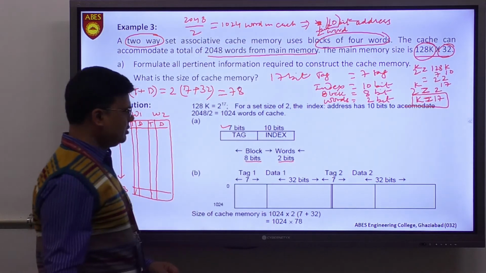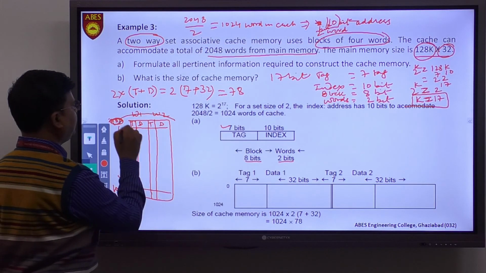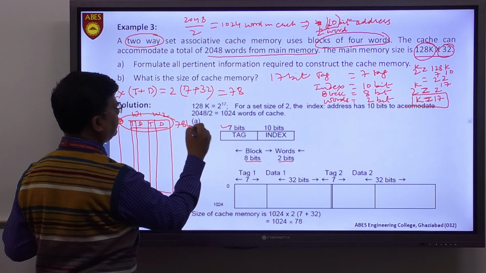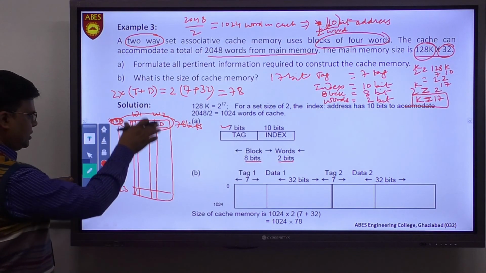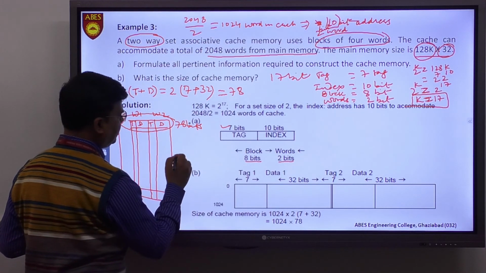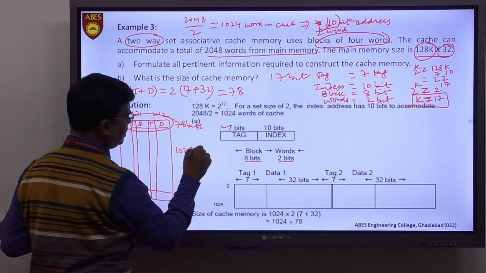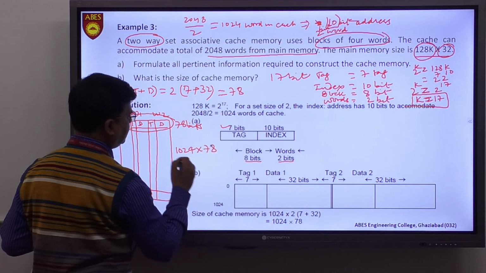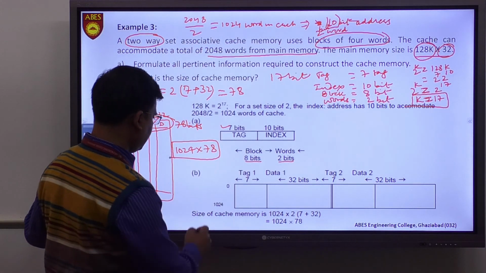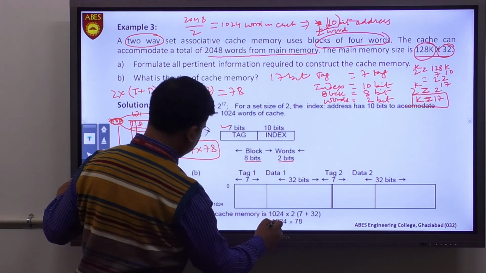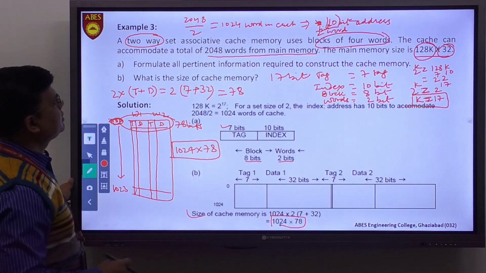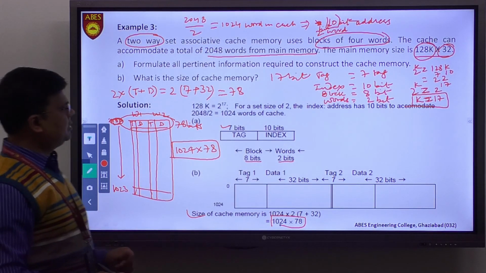So each word of cache will be of 78 bits. And how many words of such kind are in the cache? There are 1024. The size of the cache can be written like 1024 into 78. This is the size of the cache, which is shown here. The size of the cache is given by 1024 by 78. Okay. So this is the third example with its solution.